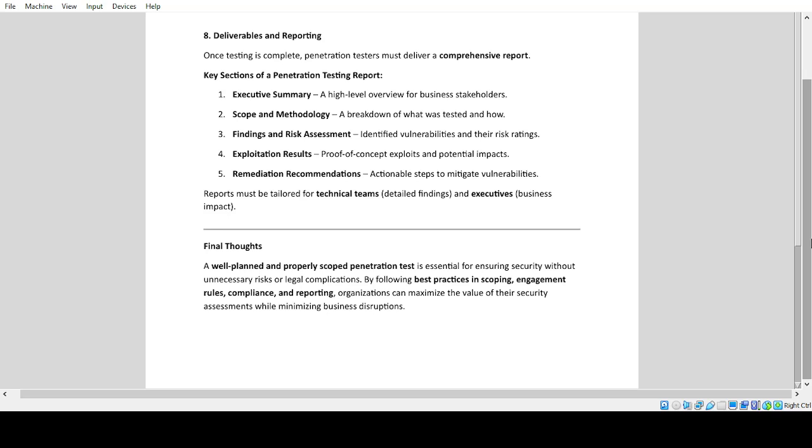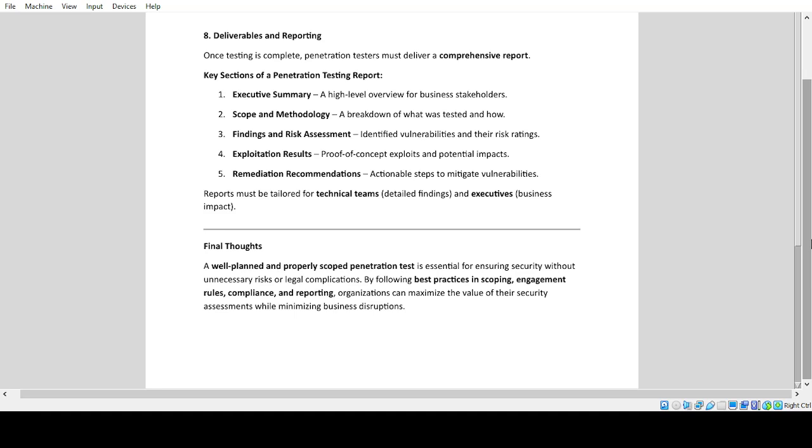8. Deliverables and reporting. Once testing is complete, penetration testers must deliver a comprehensive report. Key sections of a penetration testing report. 1. Executive summary, a high-level overview for business stakeholders. 2. Scope and methodology, a breakdown of what was tested and how. 3. Findings and risk assessment, identified vulnerabilities and their risk ratings.